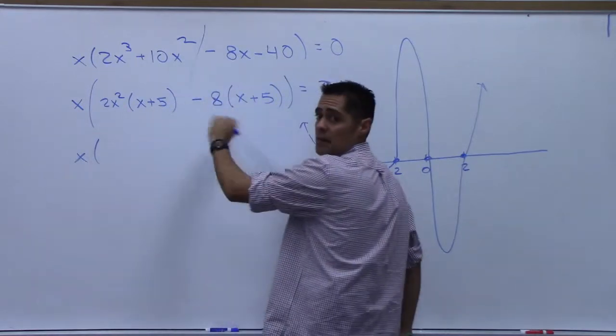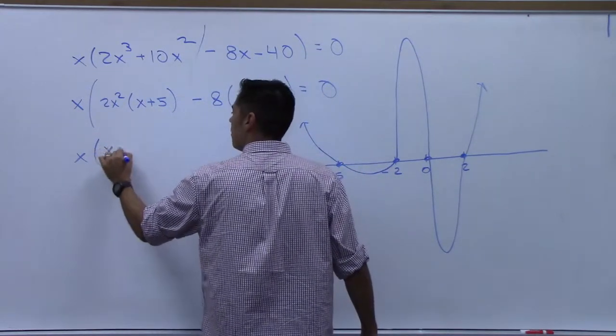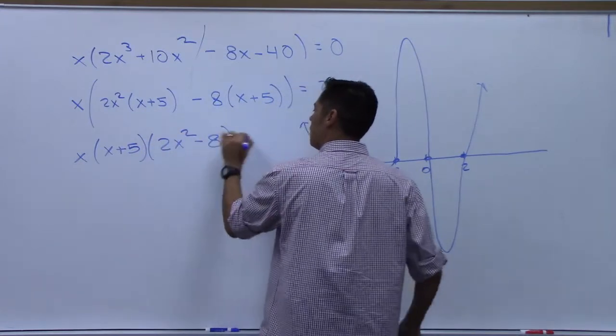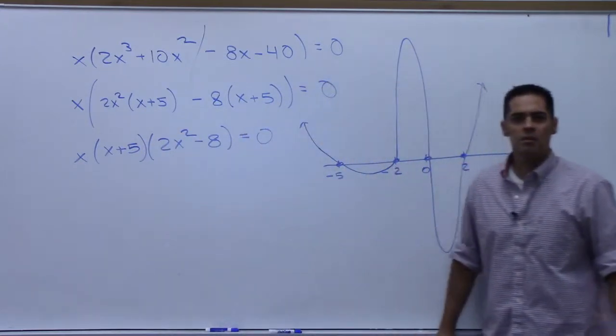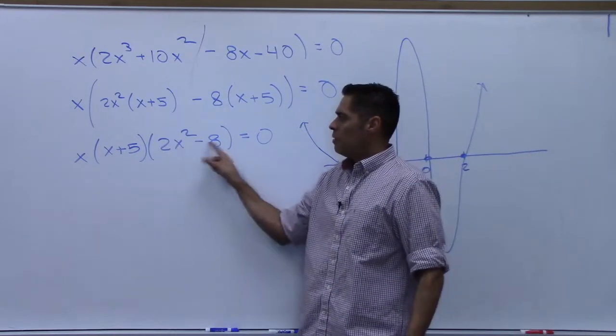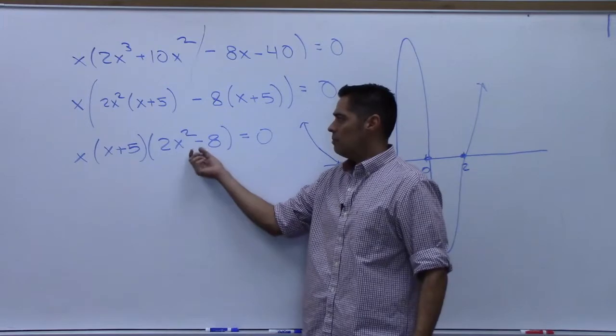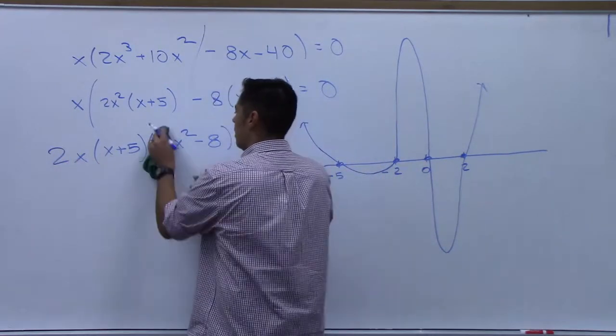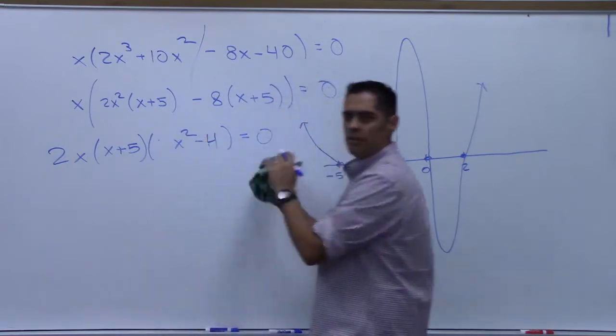Then you do the same thing here. This would become x plus 5, and then 2x squared minus 8, right? Equals 0. That look familiar? Okay, I see what I did wrong. And then you would have to look at this and actually pull a 2 out. And once you pulled the 2 out, it would come out here, and then that would turn into 4, and then difference of squares.